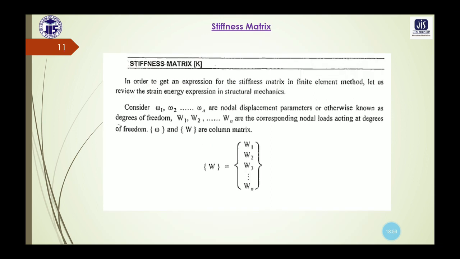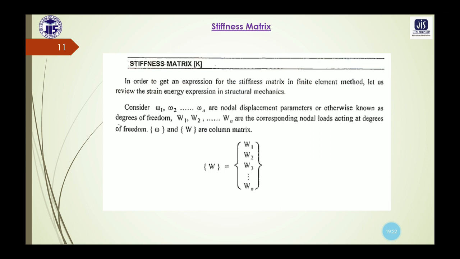So this is the derivation of the displacement function for a bar element. Next we have the stiffness matrix. Now, in order to get an expression for the stiffness matrix in the finite element method, we need to review the strain energy expression in structural mechanics.